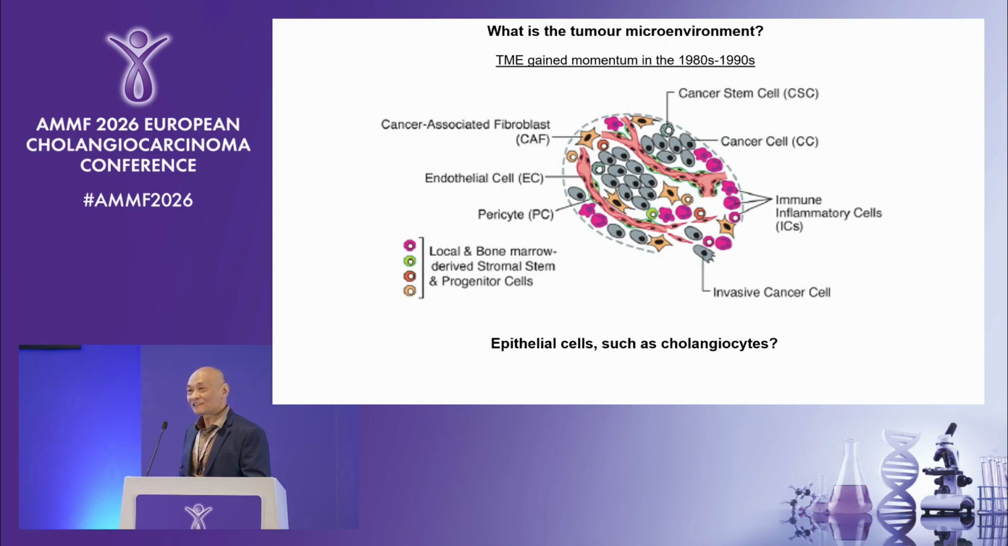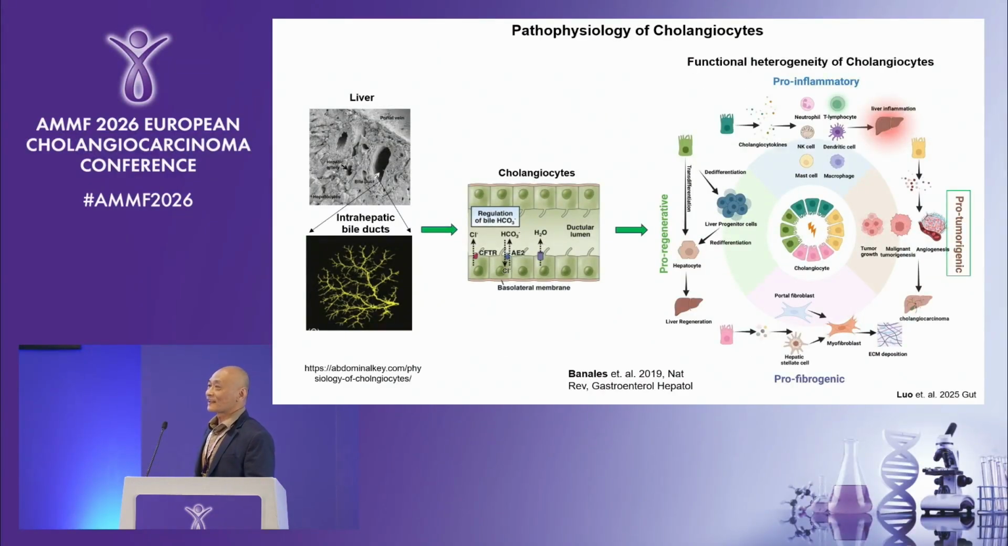However, the role of epithelial cells, including cholangiocytes, in the tumor microenvironment has not been fully incorporated into how we think about it. They could participate in modulating the tumor microenvironment and influence cholangiocarcinoma cell growth. I don't need to talk too much about cholangiocytes, just briefly. Cholangiocytes line and interconnect the intrahepatic and extrahepatic bile ducts. They modulate bile conditions by regulating transporters that control ions, solutes, and water in the bile duct lumens.